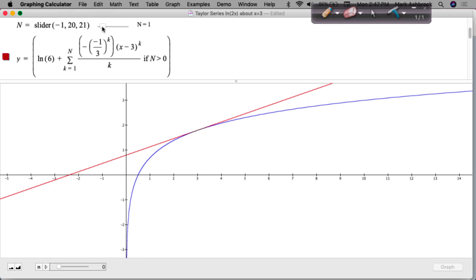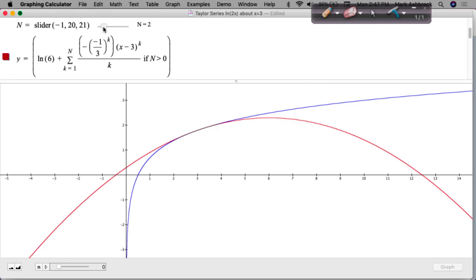Chance. Opening which way? Down, right? It's going to have the same concavity as the graph. So that's the third graph you should have drawn, a parabola. That gets the first 2 derivatives correct. And then what do we expect as I take higher and higher derivatives? How's that red graph going to match the blue one? Where is it going to match the blue one? From 3 outward. So will it eventually get the whole graph? Nope, only until 6, right?